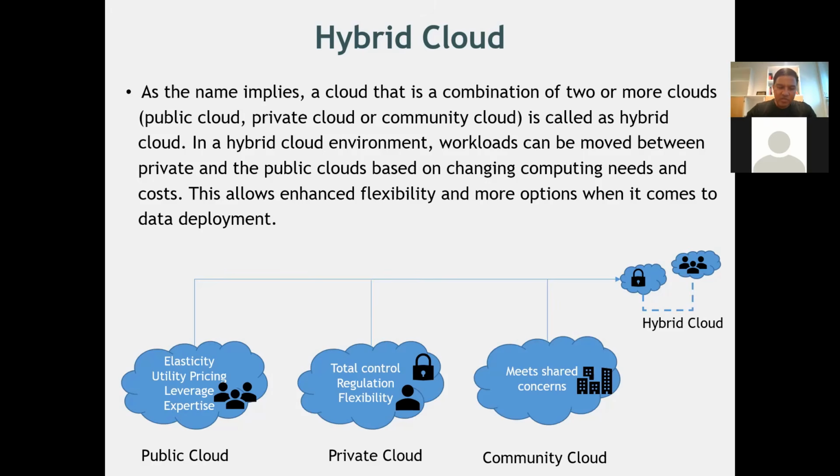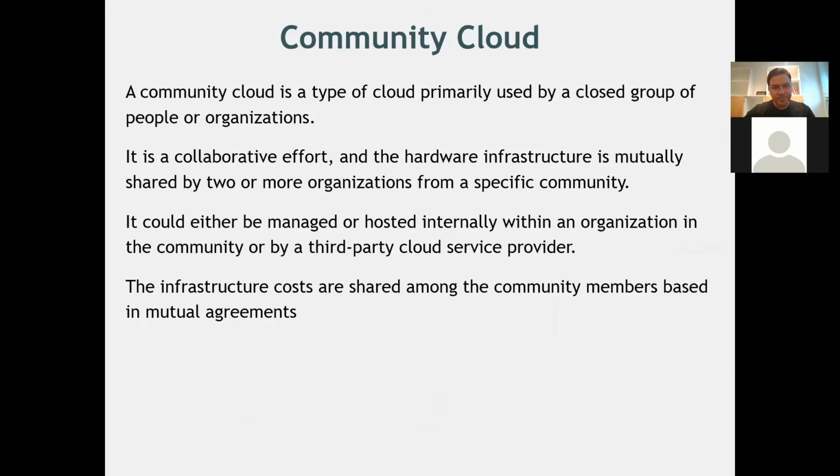In community cloud, a combination of people or organizations can come together, share the expenses, and keep their community cloud. Hybrid cloud is a combination of these. They may like to use public cloud for scalability or other aspects. So community cloud is a collaborative effort, and the infrastructure cost is shared among the members with a mutual agreement.